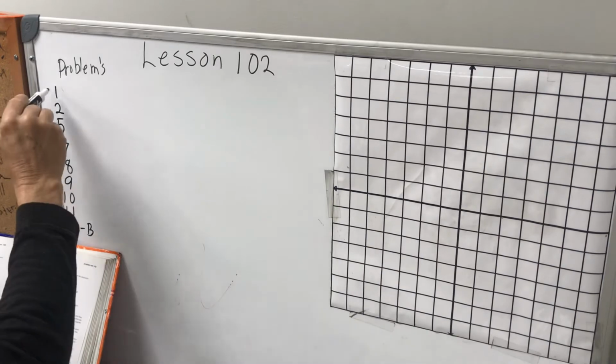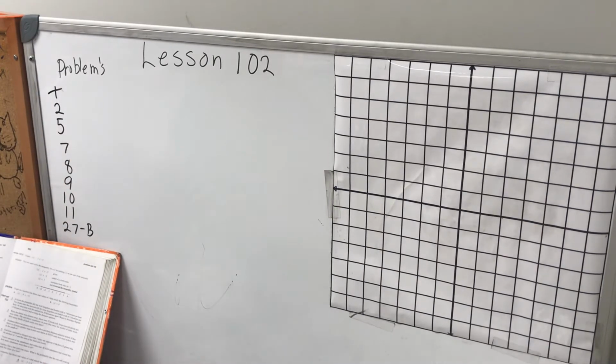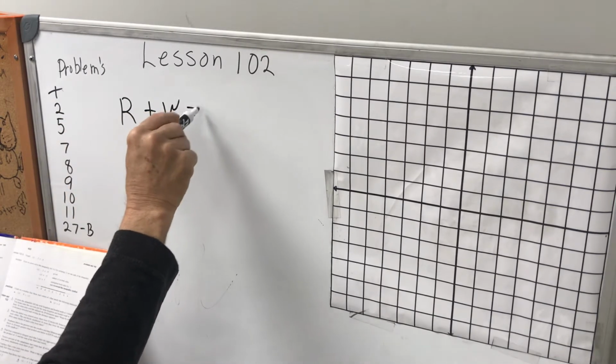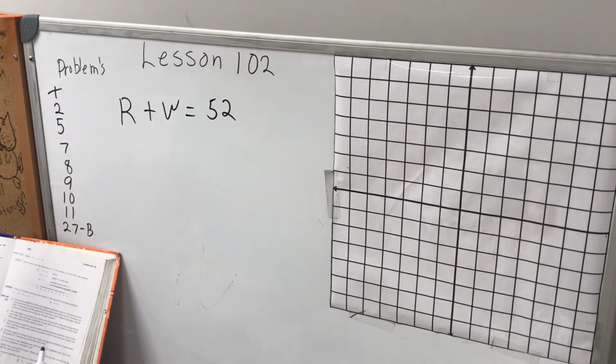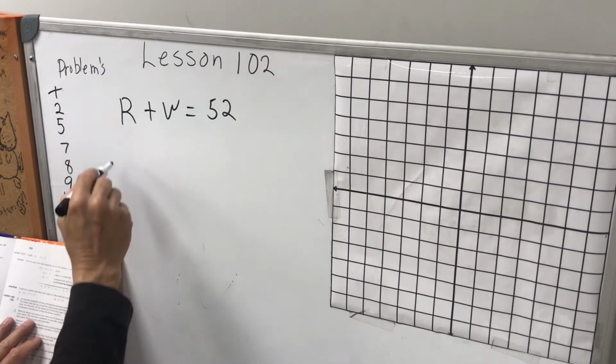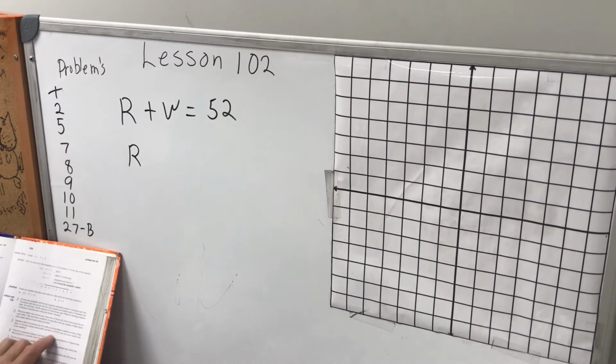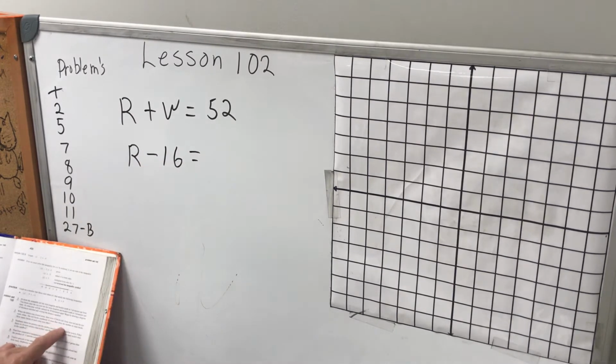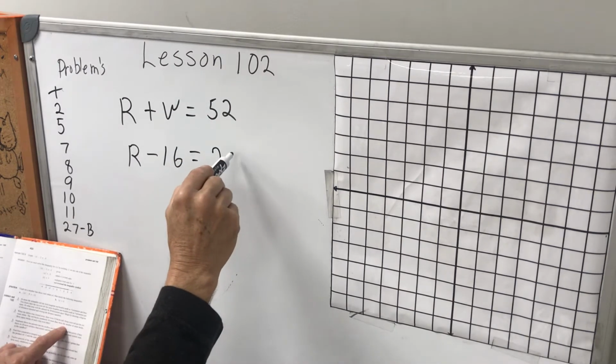Number 1, let's speed it up a little bit for time's sake. Number 2, when the debris was cleared away, there were 52 bricks left. So that's a total of 52. Some were red and the rest were white. So if I'm looking here right, it should be red plus white equals 52. And now we have the formula. It says the red bricks numbered 16 more, so we are going to have to take 16 off to make this equal twice the number of white, twice the white.